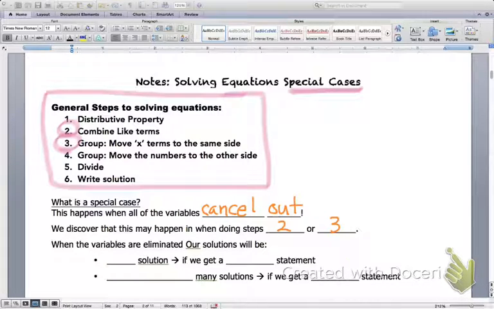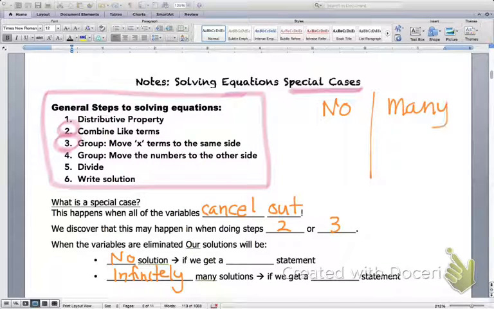So when the variables are eliminated, our solutions will be one of the two following. We can get no solution, or we can get infinitely many solutions. So again, many solutions, or no solution whatsoever. So no and many are our two cases, along with the one solution that we've already seen from before, which is when we get x equals a number.